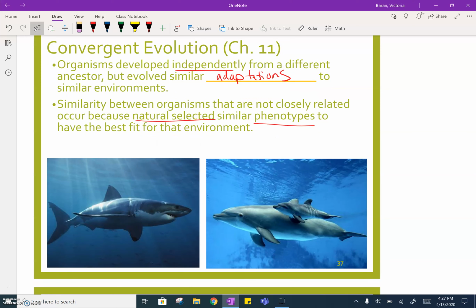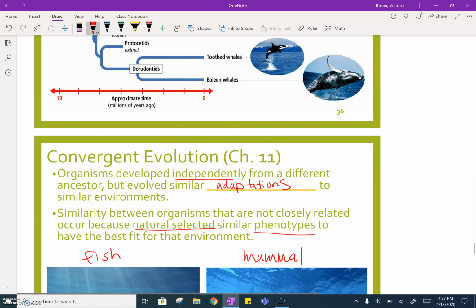So an example of that is a shark and a dolphin. Notice that they are very similar in their body shape, their fins, even their coloring. They both have certain adaptations for the aquatic environment. However, a shark is a fish and a dolphin is a mammal. So very different in terms of their ancestry, but both have developed interesting adaptations for different environments.